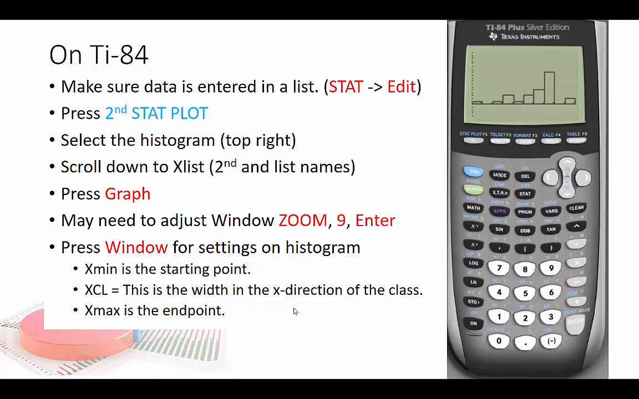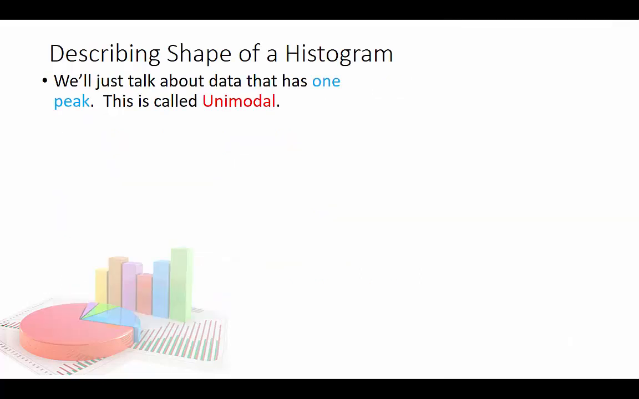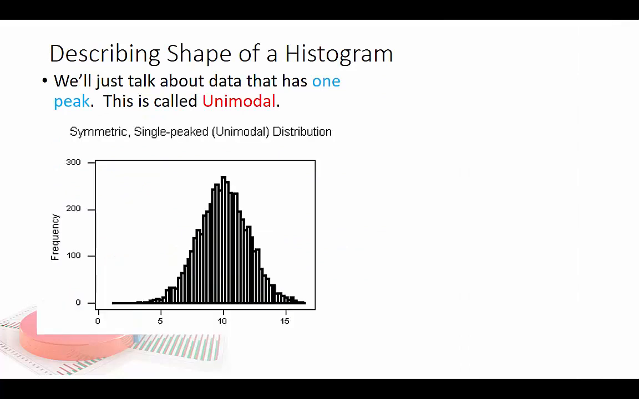Not always, but normally. So when we're describing the shape of a histogram, we're primarily going to focus on data that has one peak. This is called unimodal. And then there's symmetric, which means if you folded it in half, both halves would look roughly the same. It's not skewed. In those instances, the mean and the median are at the same point.